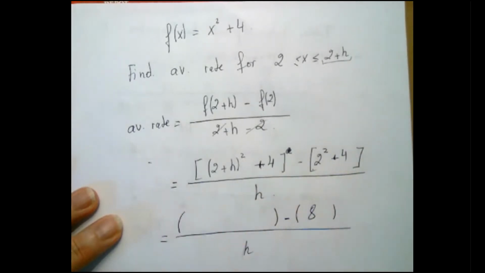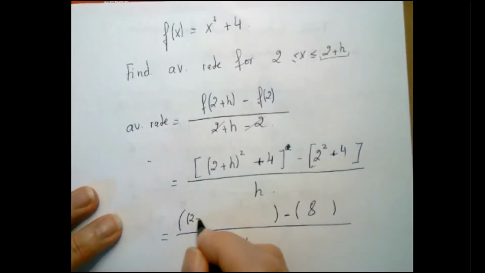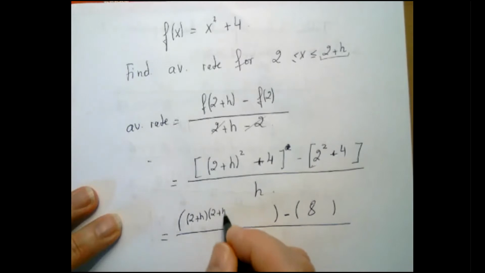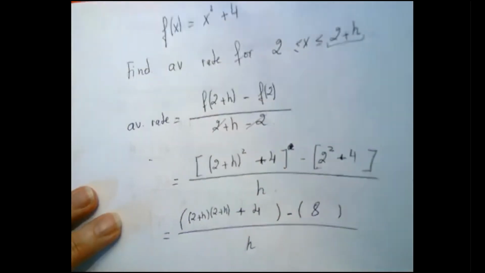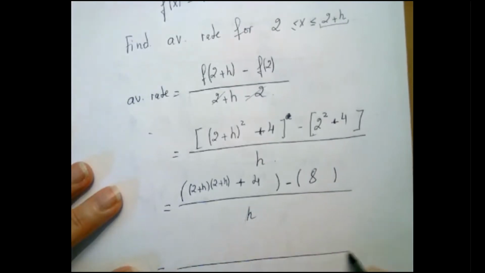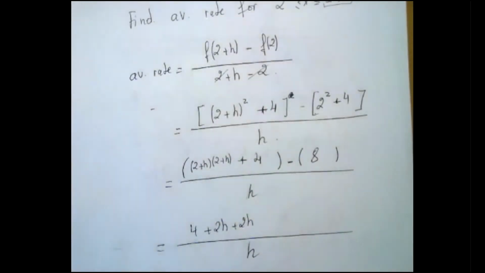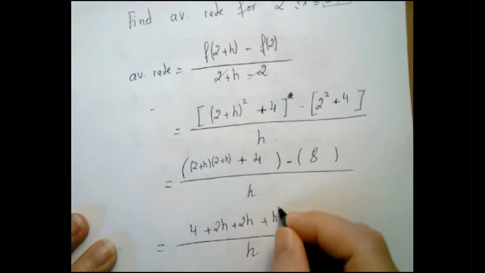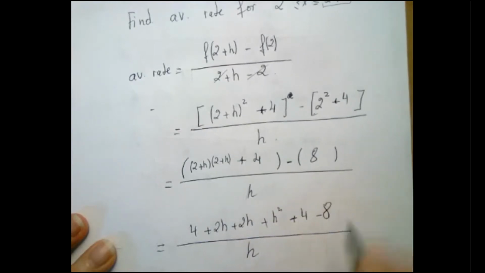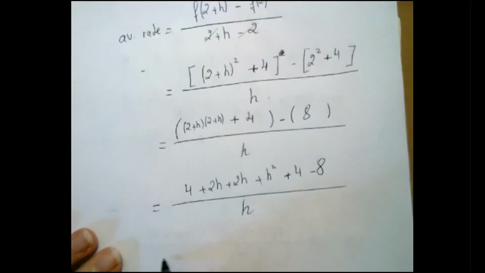And let's see what we get here. 2 plus h squared is the quantity 2 plus h times 2 plus h, plus 4. So that's why I remind us of stuff we've done before. So now this will give me 4, I distribute, plus 2h, plus 2h, I'm distributing, plus h squared, plus 4, minus 8. And the rest is simple.